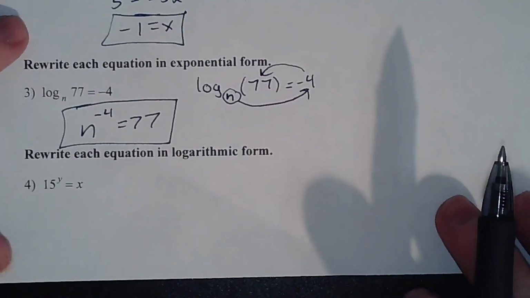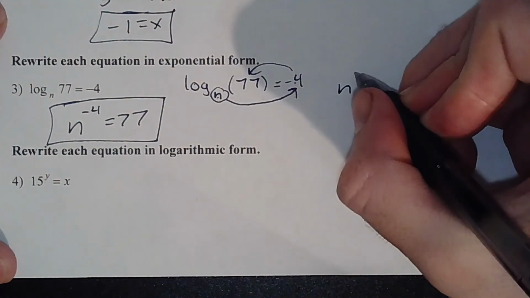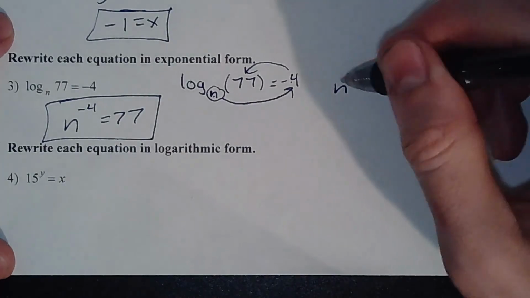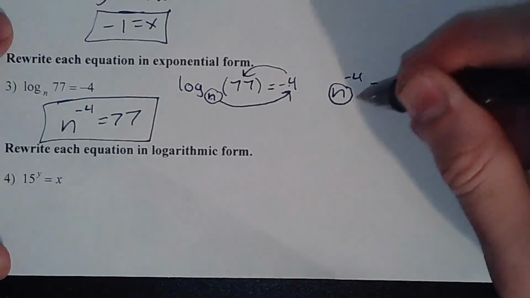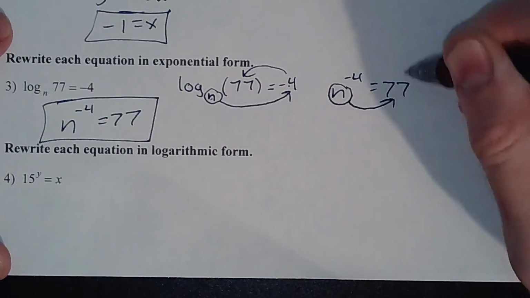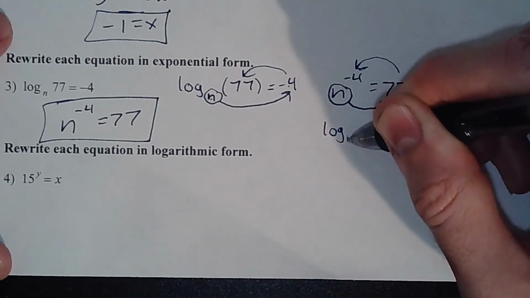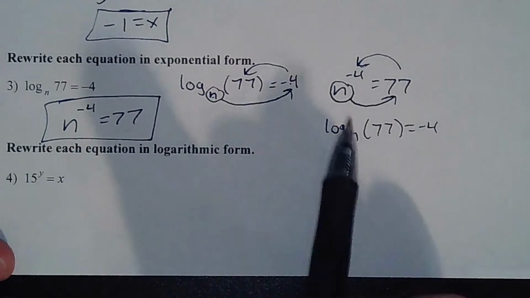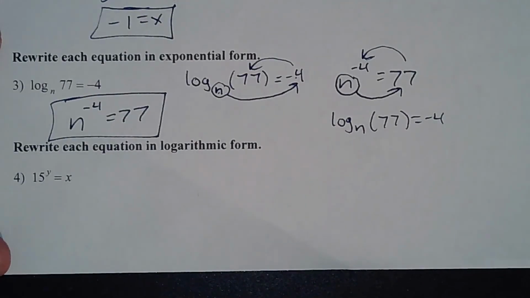What am I saying that it works in both directions? Well, I'm saying n to the negative 4 is 77 in this problem, but it works the other way around too, because if I'm in exponential form and I start with the base, that n, the log base n of 77 gives us negative 4. That is to say, I could write log n of 77 and get negative 4. This little guy can really help students who are struggling with this definition.